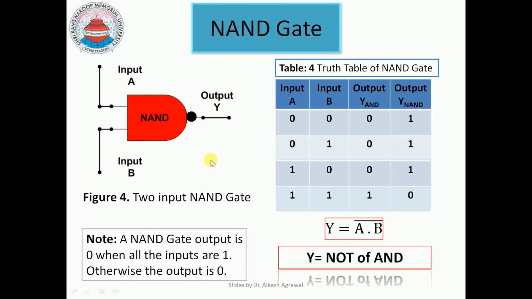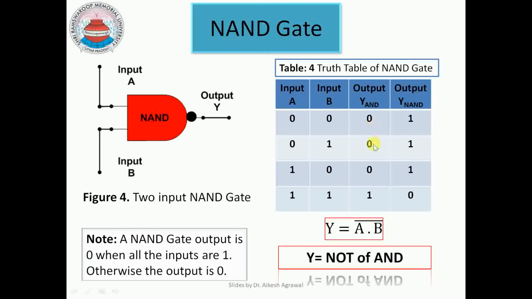Then we have a NAND gate. This is combination of AND and inverter. So this is two input NAND gate. If we see the truth table, here we have shown two outputs. One output is for AND gate, one output is for NAND gate. If you compare, we see that the NAND output is inverse of AND output. And what is the uniqueness of NAND gate is NAND gate output is low when all the inputs are high.